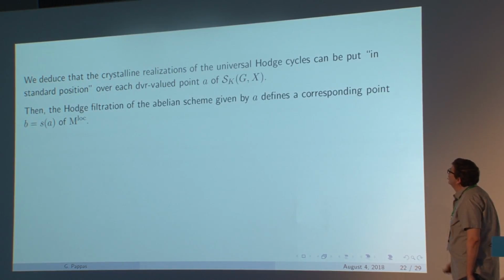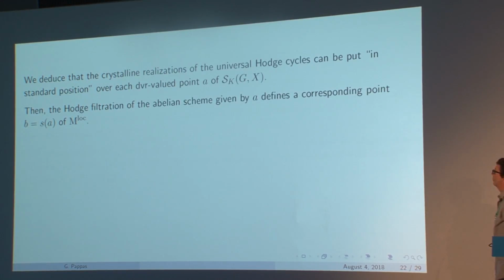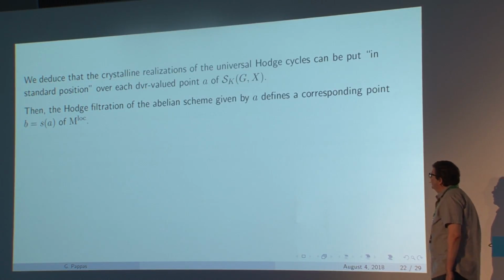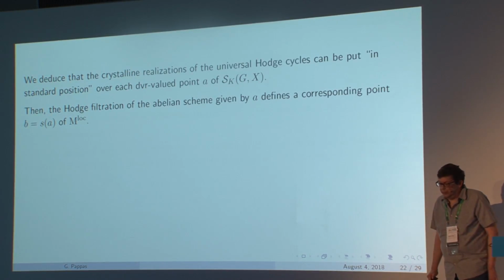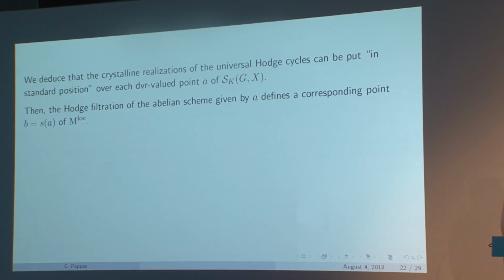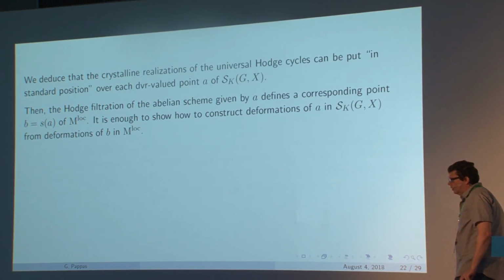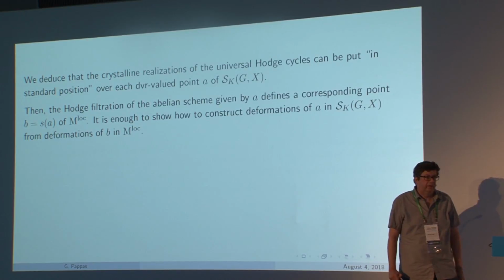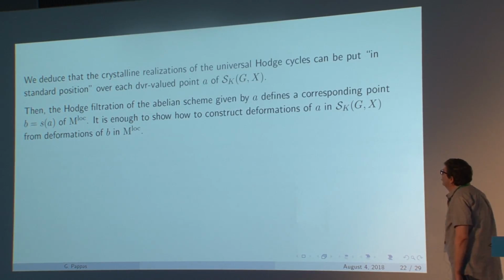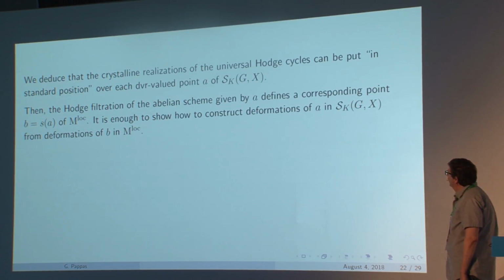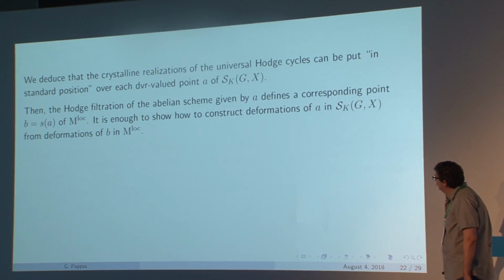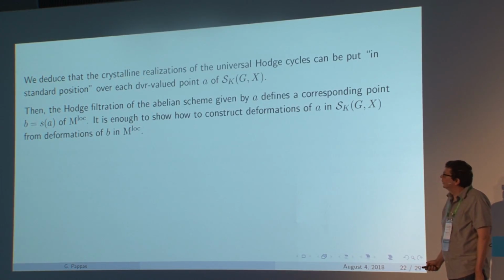And after you do this, then you can use the Hodge filtration of the abelian scheme given by your point to get a corresponding point in the local model. So you kind of made a start, you match the point to another point. Now you need to match the local structure, so you need to match the completion at one point to the completion of the other point. And so studying completions is done by deformation theory. And so it's enough to show how we can construct deformations of the point in the integral model from the point in the local model.